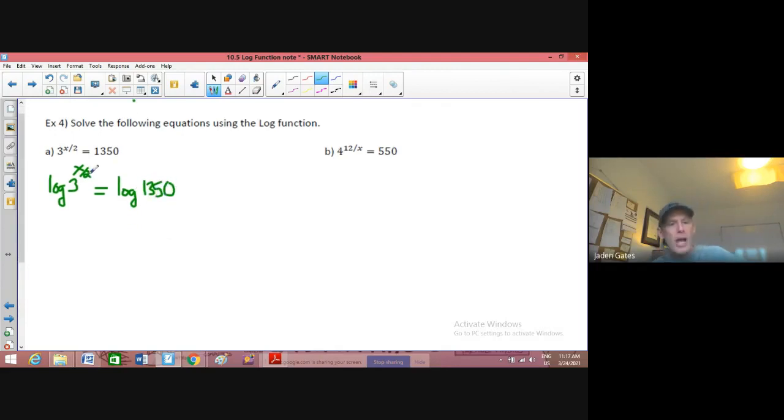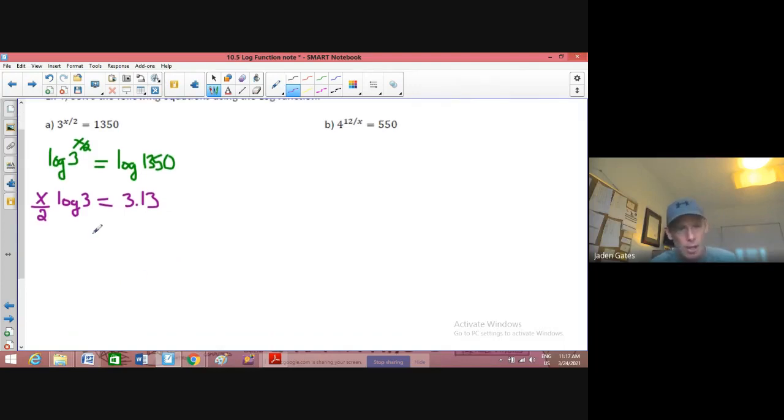Now, when I apply my log rule here, I have a fraction for an exponent. Well, I'm going to have a fraction when I bring it down to a normal number. So x is the numerator, 2 is the denominator. Now I still have this log 3 here. The log of 1350, I can type that into my calculator, and I get 3.13.